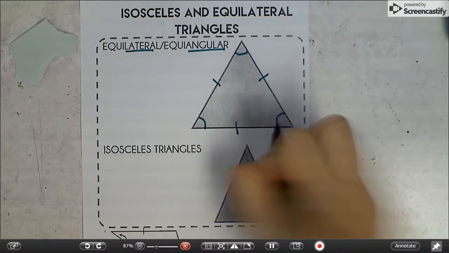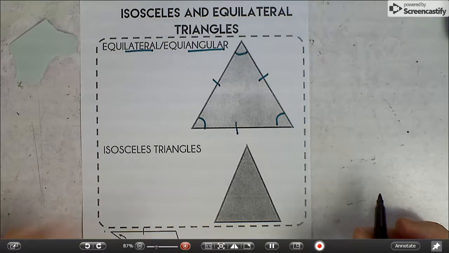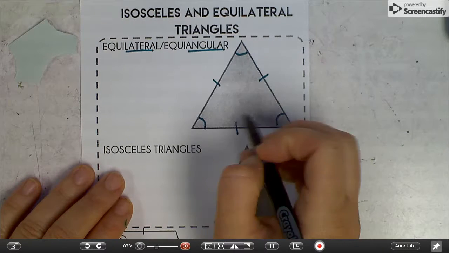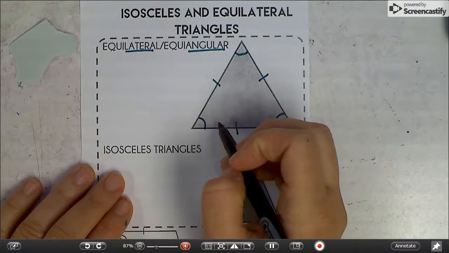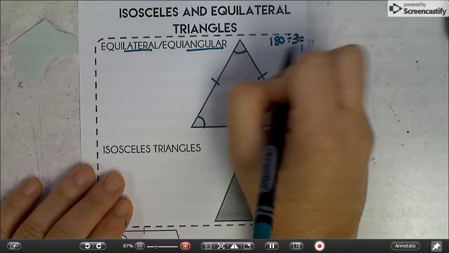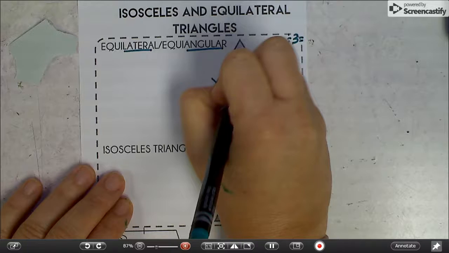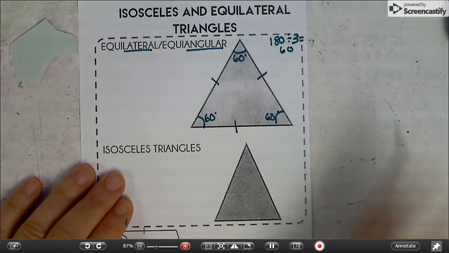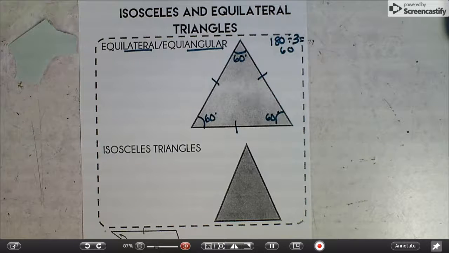Well, we learned before that a triangle has 180 degrees, and if all of these are the same, then basically we do 180 divided by 3, which is 60. So in all equiangular equilateral triangles, the interior angles are each 60 degrees.